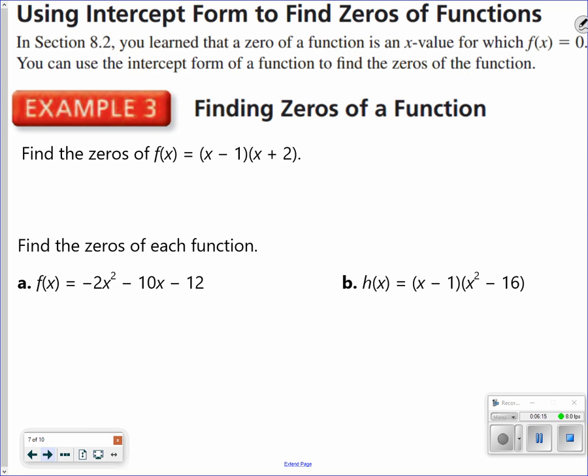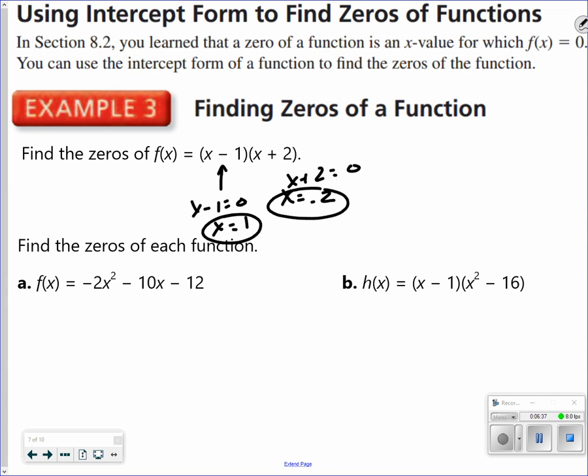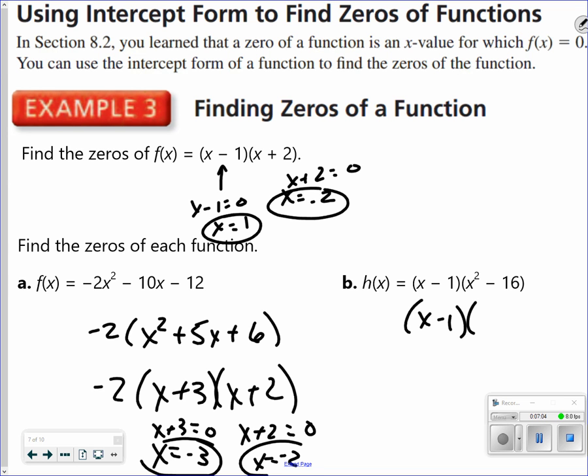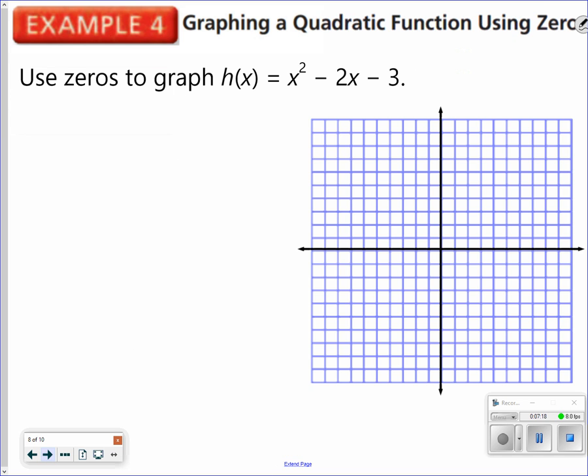In section A2, you learned the zero of a function is the value where f of x is 0. You could use the intercept form of the function to find zeros of the function. So this is kind of just doing what I just talked about. If it's in intercept form, when I set this equal to 0, I get x equals 1 and x equals negative 2. Now find the zeros of this function. This is getting back into your factoring skills again. If there's a GCF, I should take that out. This is all going back to those of you that struggled on your factoring. Set the parentheses equal to 0 and find the zeros of the function. This was almost in factored form. This is the difference of squares. And so the zeros are when x equals 1, x equals 4, and x equals negative 4.